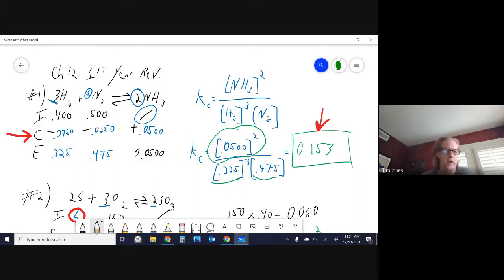When you do your ICE chart, remember that I stands for initial, C stands for change, E is equilibrium. Now the initial values are just arbitrary. They're made up by the author. In this case, in number 1, they say the initial H2 is 0.4 and the initial N2 is 0.5. Now this has nothing to do with the reaction. It is not based on the stoichiometry. The reaction hasn't happened yet. This is before the reaction. So don't even look at the coefficients at this point.